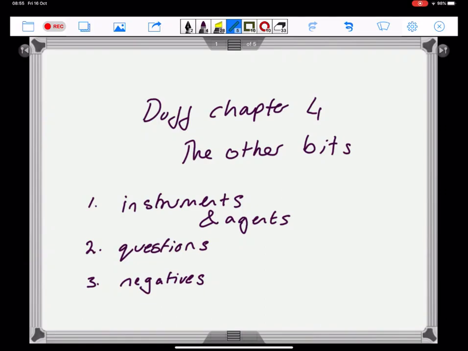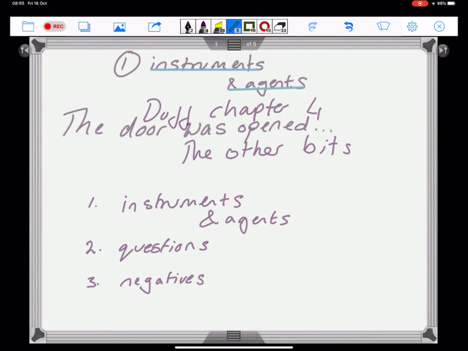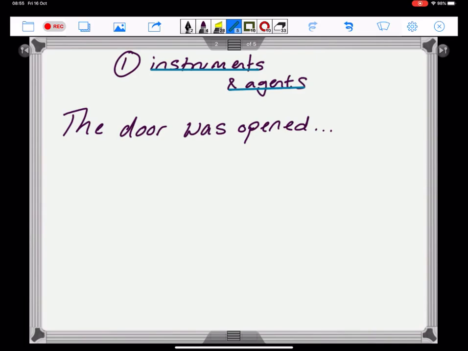This video is going to talk you through the smaller parts of Duff Chapter 4 after the prepositions, which we've already covered. They're all little things, but they're important things that will help the smoothing out of your reading of Greek. The first thing is the difference between an instrument and an agent.